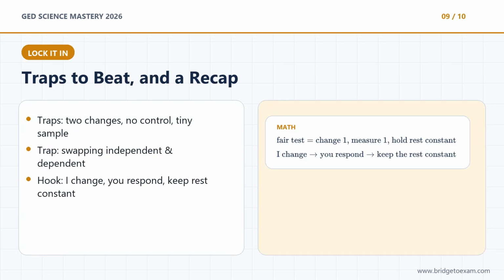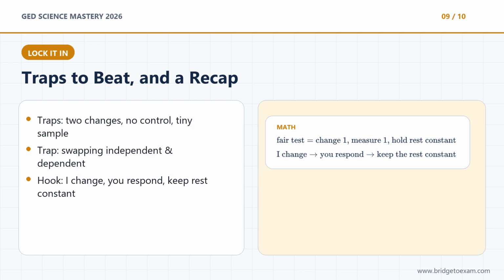Let's lock in the traps the GED loves in experiment questions. 1. Two variables changed at once, no clear cause. 2. No control group, so it worked means nothing. 3. A tiny sample, like testing one plant. 4. Swapping the roles, calling the measured outcome the independent variable.